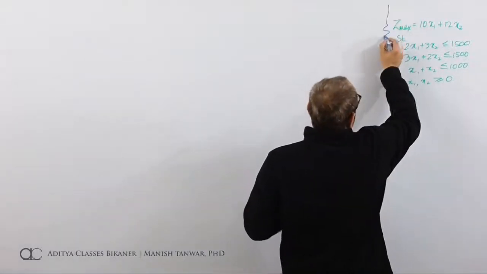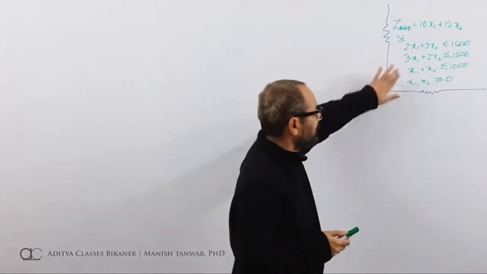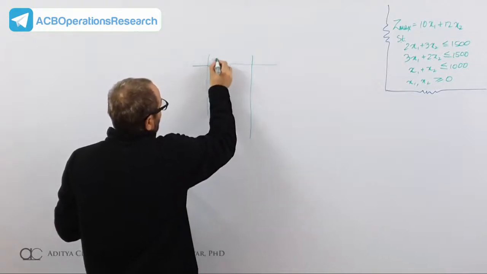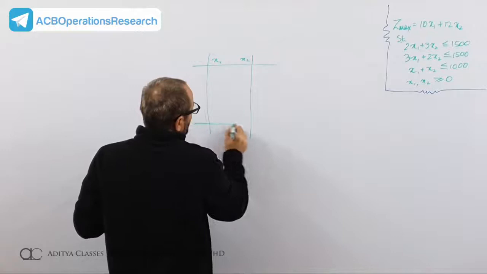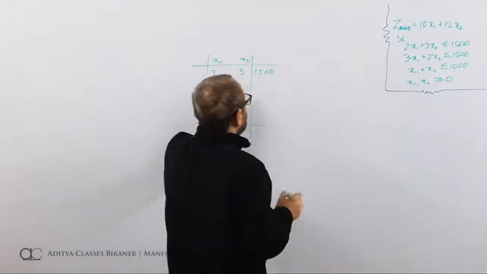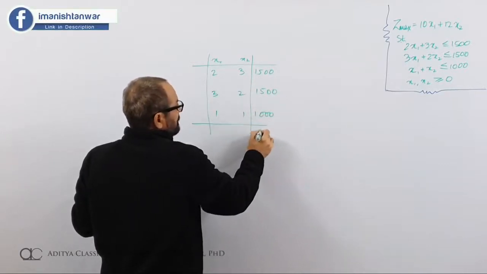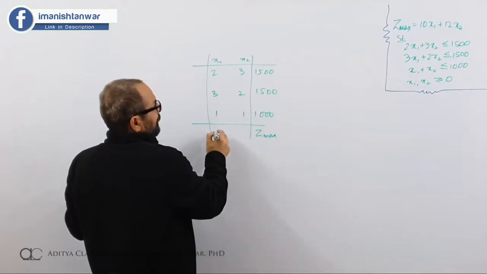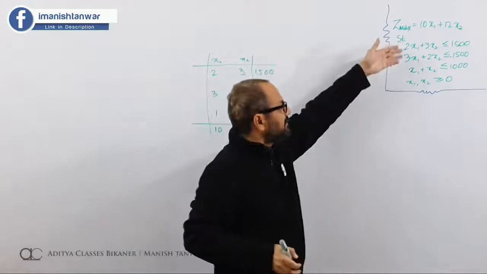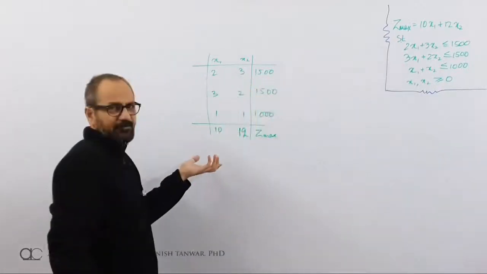How to formulate a dual of this problem? We have seen in the previous lecture, but we'll again see it here, how I can convert this primal into its dual. What is the method? I prepare a table with x1 and x2. I'm taking up these constraints: 2, 3 and 1500. Then 3, 2 and 1500. Then 1, 1 and 1000. Then there is Z max, with 10 and 12. Now we can see that it is a very beautiful pure canonical form, max with less than, no problems at all. So I can directly formulate a dual from it.